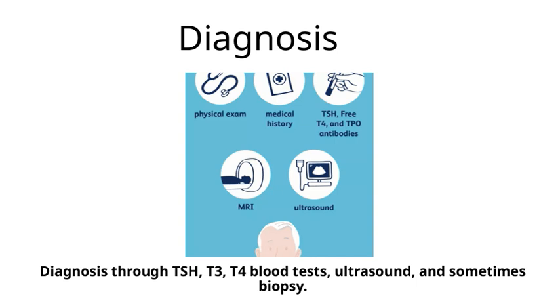It allows us to visualize the thyroid gland, check for nodules or irregularities, and assess any structural issues. Sometimes, if there's a suspicious nodule or if the diagnosis isn't clear, a biopsy might be necessary. This involves taking a small tissue sample to look for signs of cancer or other abnormalities.